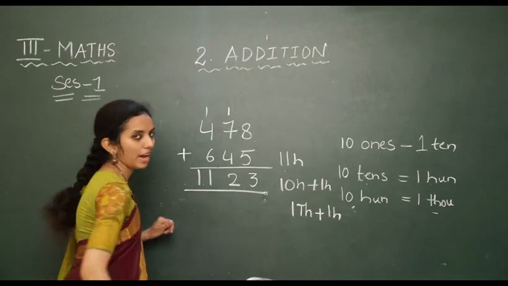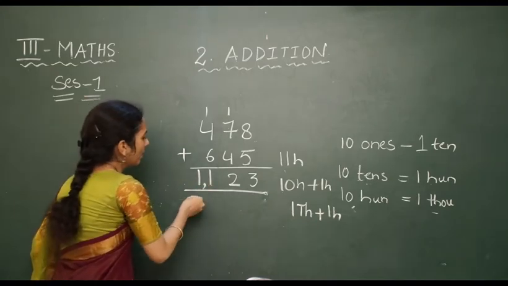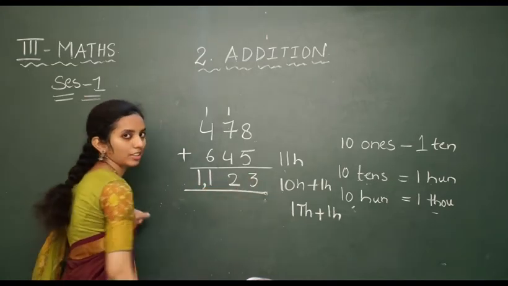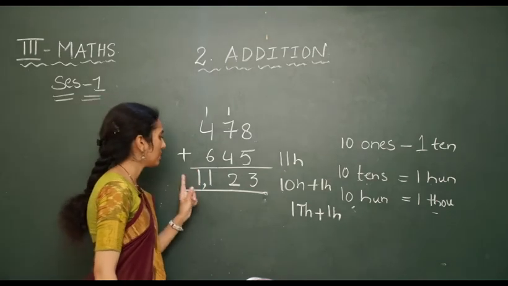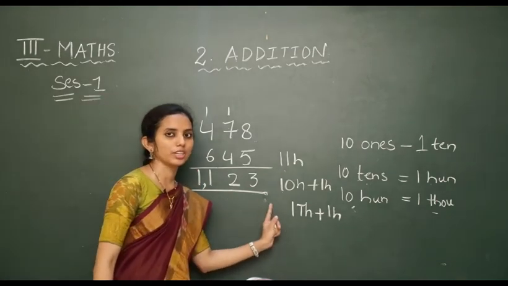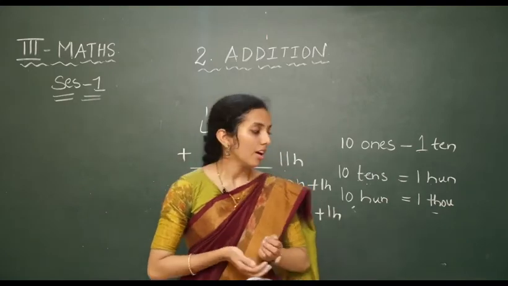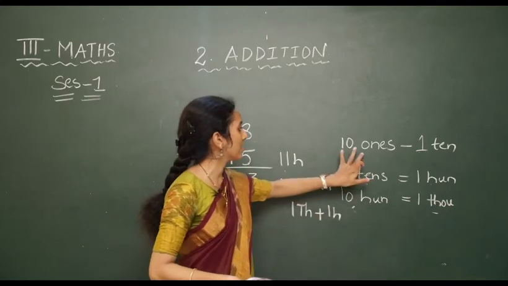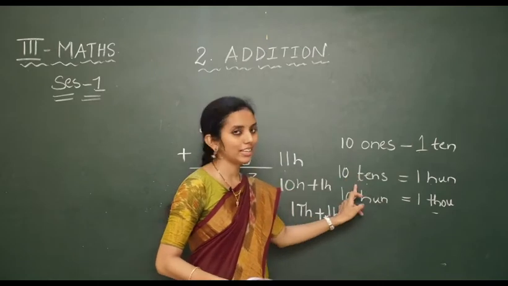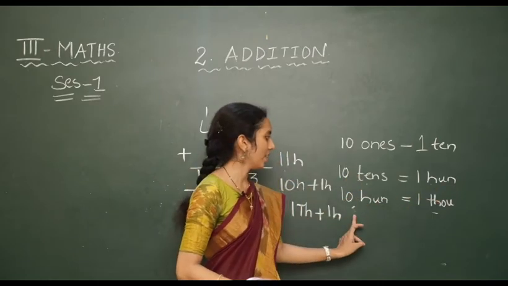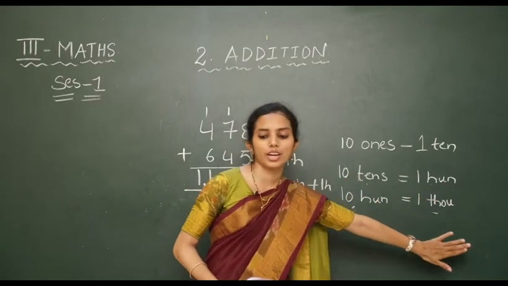But how do we mark it? We mark it as 1123. So the result is 1123. This is the regrouping of hundreds. Always remember this: 10 ones are 1 ten, 10 tens are 100 and 10 hundreds are 1000.